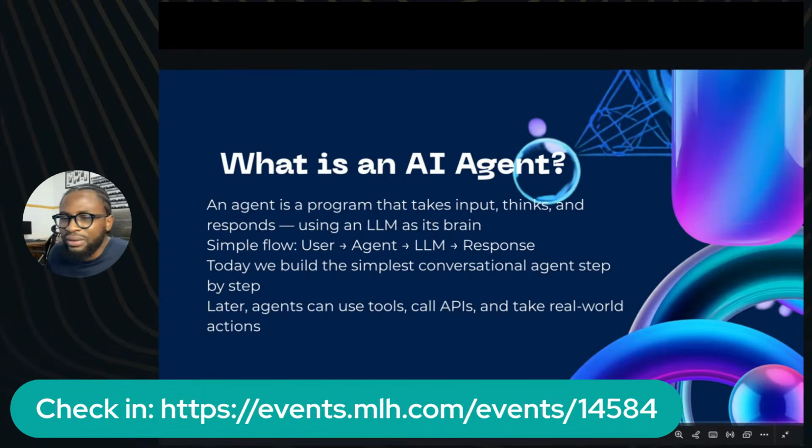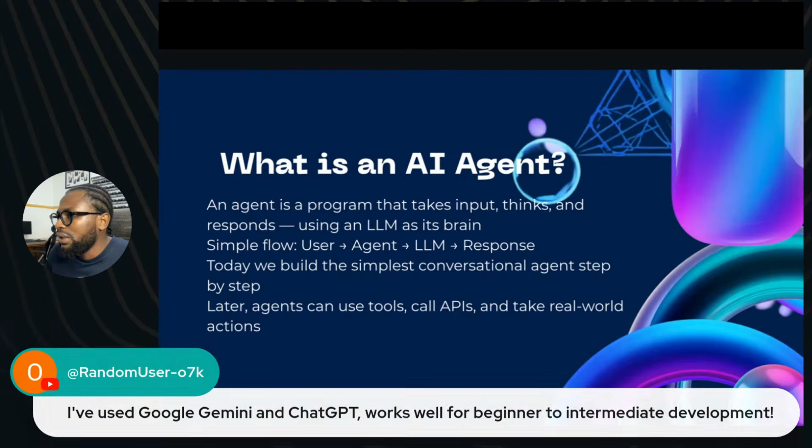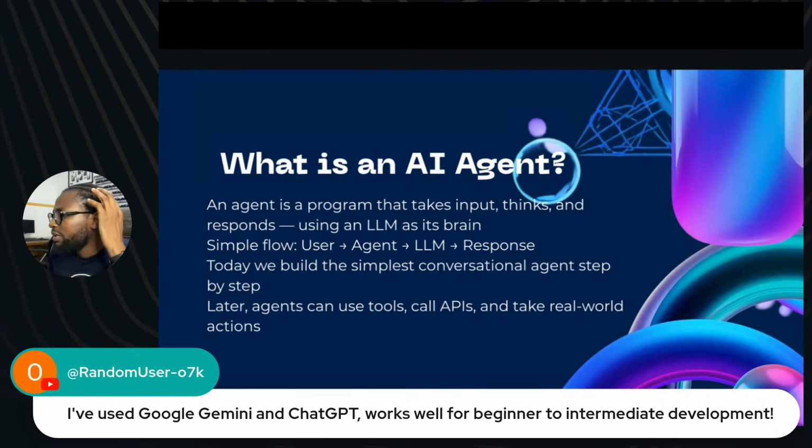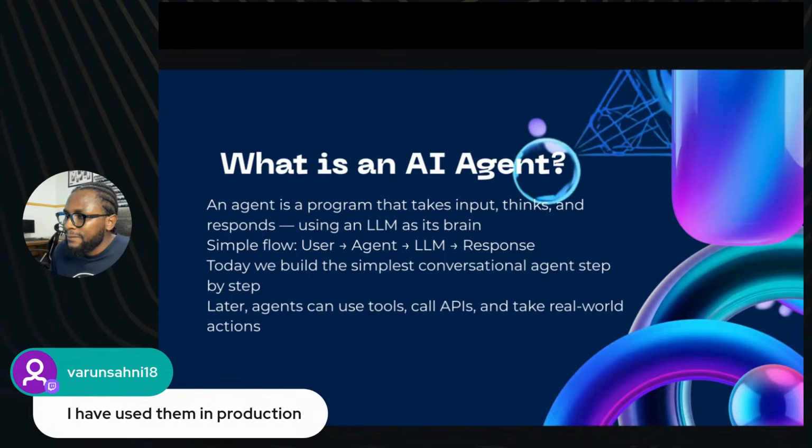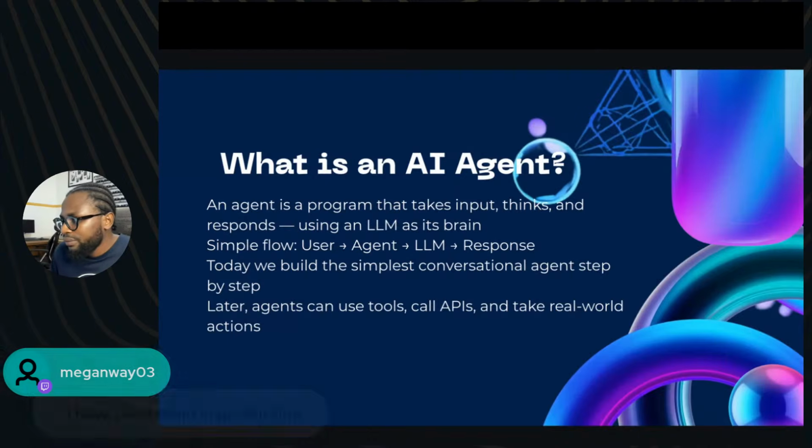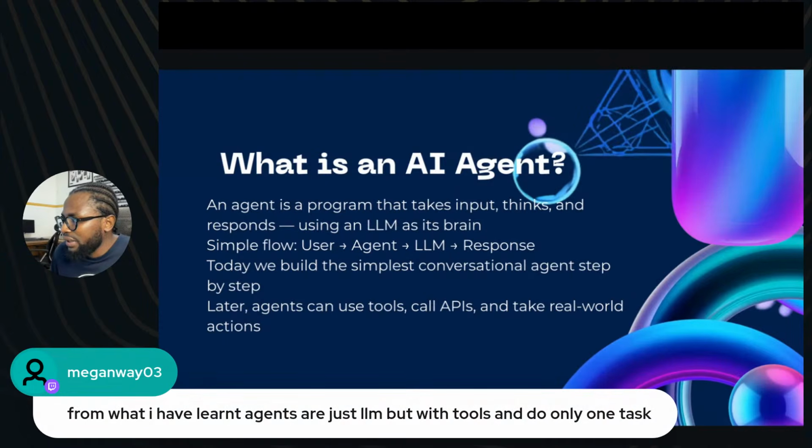Let me come back to the comment section real quick. Someone says, I've used Google Gemini and ChatGPT, works well for beginner to intermediate development. Yeah, these are all AI agents. Another says they also use them in production. Cool. And from what another person learned, agents are large language models, but with tools, and do only one task. Yeah, pretty much.